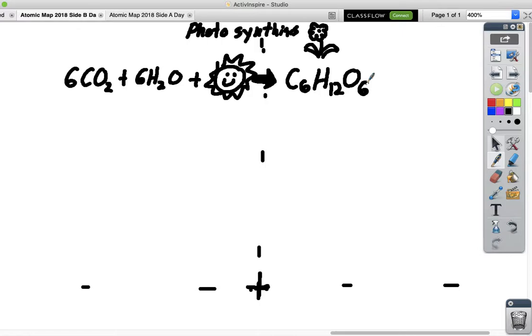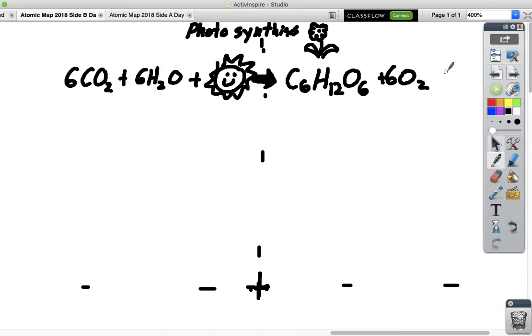Okay. And then what's the byproduct? What do we like that plants put out? Oxygen. So in this case, it's going to be O2. It's going to be 6 O2s. It's going to give us 6 O2s. Okay. All right. So I've given you guys a balanced chemical equation.